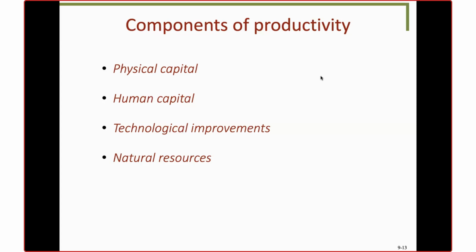Firstly, physical capital. Physical capital includes the tools, machinery, infrastructure, and facilities that are used in the production process. Investing in and improving physical capital can lead to increased productivity. For example, a factory with advanced machinery can produce more goods with less manual labor.